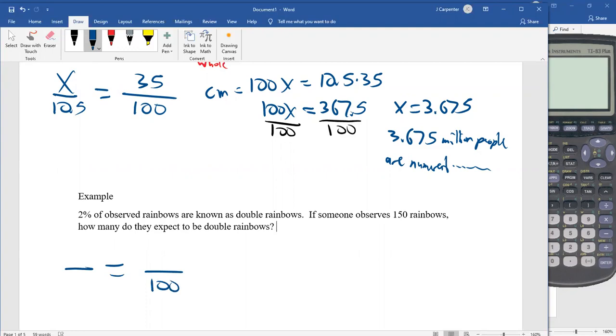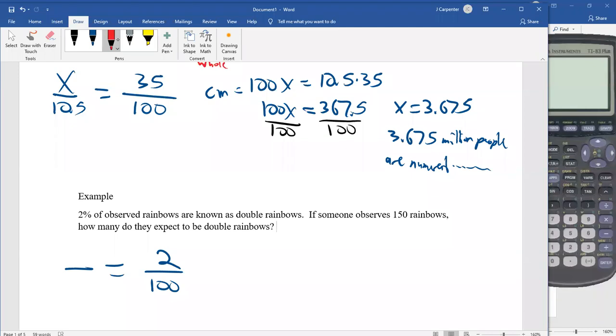The percentage is what goes in the top. This is not 0.2 or 0.02, it is 2. Remember, the percent is the same number on top of 100 as a fraction. Someone observes 150 rainbows. How many do they expect to be double rainbows?